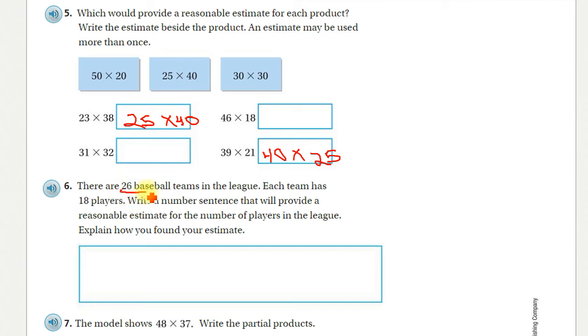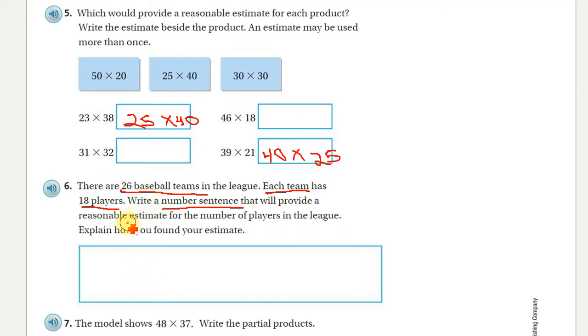There are 26 baseball teams in the league. Each team has 18 players. Write a number sentence that will provide a reasonable estimate for the number of players in the league. Explain how you found your estimate. So a number sentence, basically, this is again one of those kind of vocabulary things. A number sentence is just like an equation. Okay, we consider equations a number sentence.